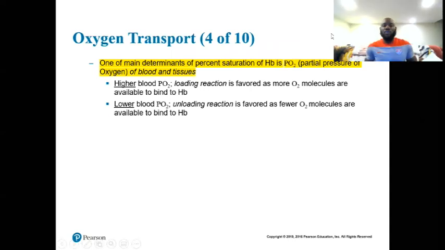One of the main determinants of percent saturation of hemoglobin is the partial pressure of oxygen. So with higher blood partial pressure, the loading reaction is favored as more O2 molecules are available. If you have a lower partial pressure of oxygen, unloading is favored as fewer oxygen molecules are available to bind to hemoglobin.